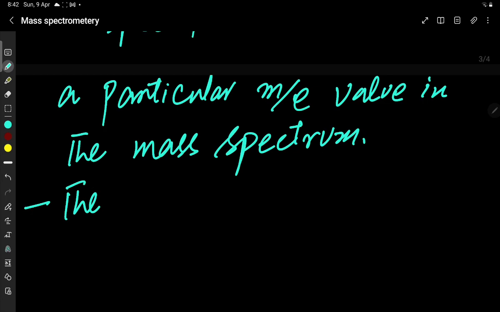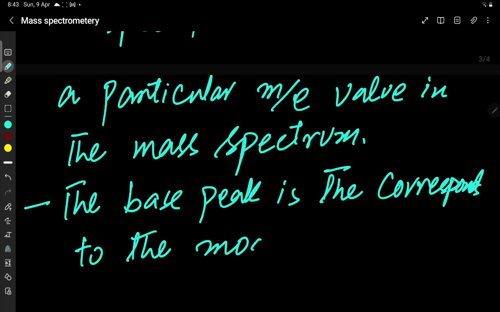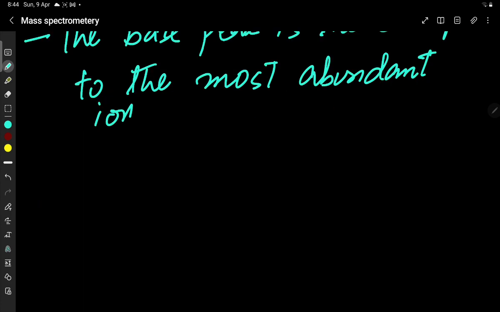The base peak is the peak that corresponds to the most abundant ion. For example, this is the mass spectrum.